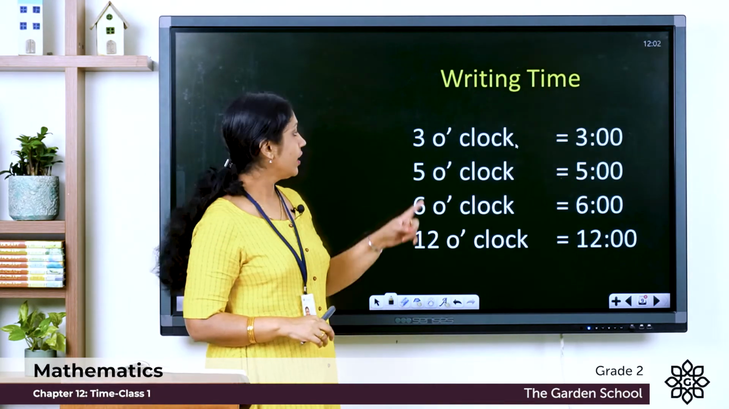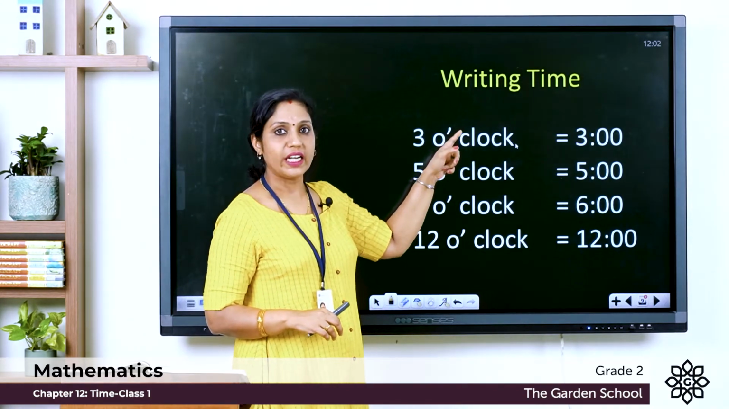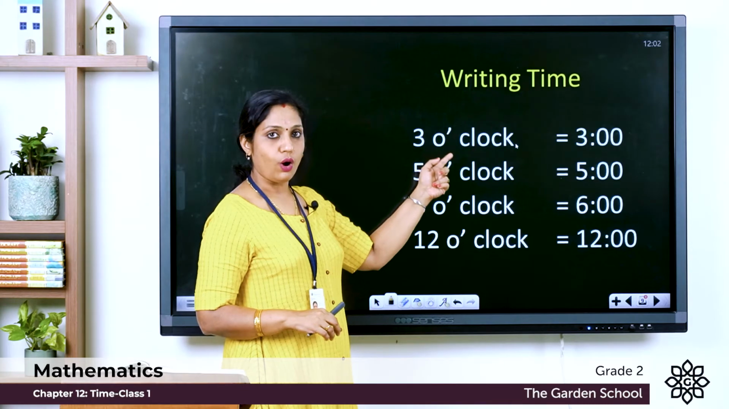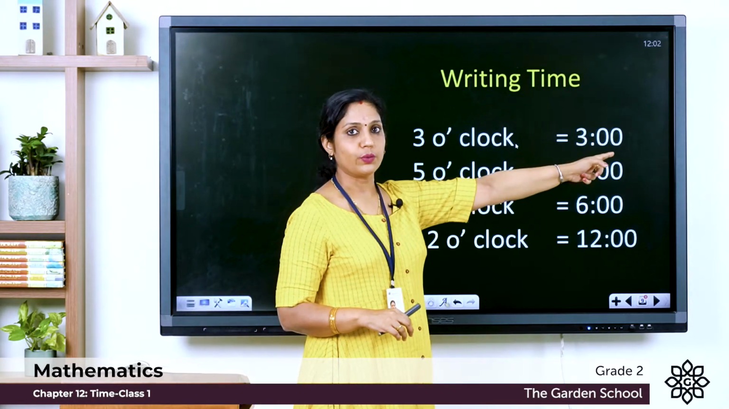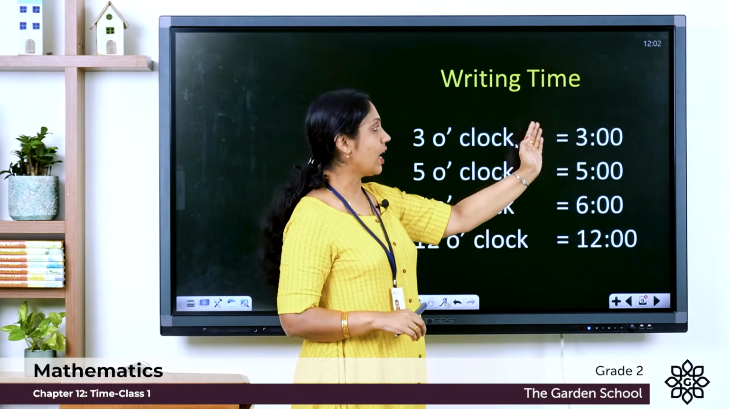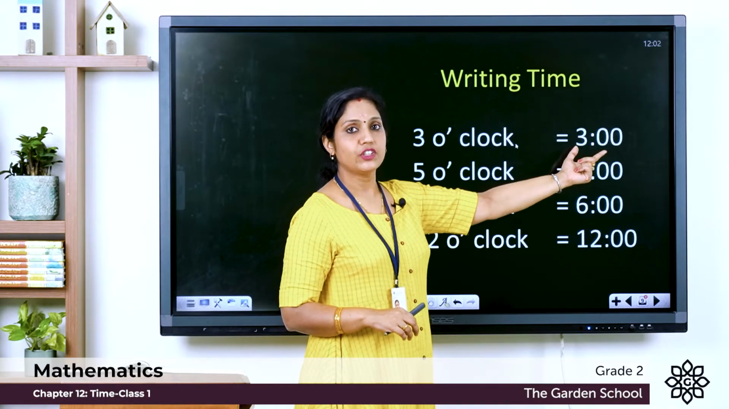Writing time. You can see 3 o'clock written like this. We read it as 3 o'clock. Or we can write it 3:00. The 2 dots separate the hours and the minutes. So if you see it like this, you should read it as 3 o'clock.